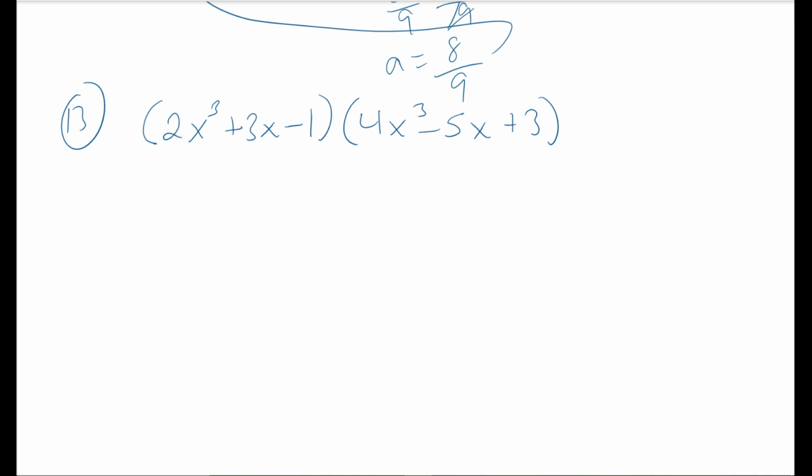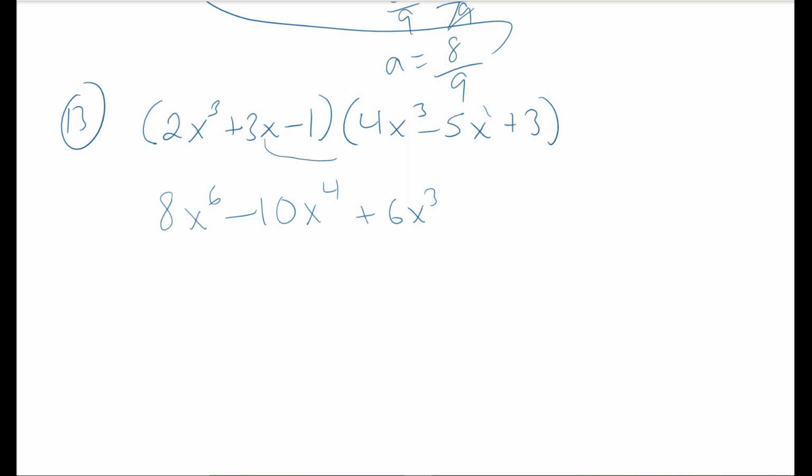All right, so we're just timesing them together. So you're going to do this first, this times this. So that's going to be 8x to the 6th power because you have a total of 6 x's there, 3 and 3. Now you're going to do this times negative 5x. So 2 times negative 5 is negative 10. X to the, you have a total of 4 x's there, 3 there and 1 there. Then you do this times the 3. So it'll be plus 6x to the third.